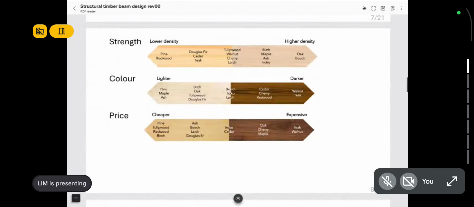All right. Now, in terms of strength, this is the spectrum showing different types of trees and different types of strength, density, color and price. I'll leave this in for your reference, but it's not important for our course.